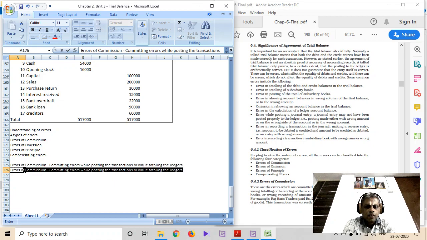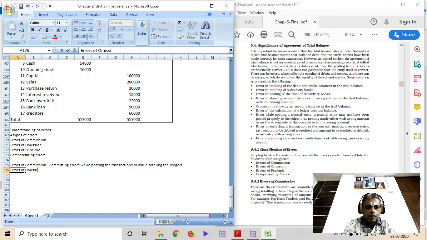What is errors of omission? When an accountant fails to post an entry or fails to transfer the balance from one page to the next page, or one record to another record, or one month to another month, fails to carry forward the balance, it is called errors of omission.